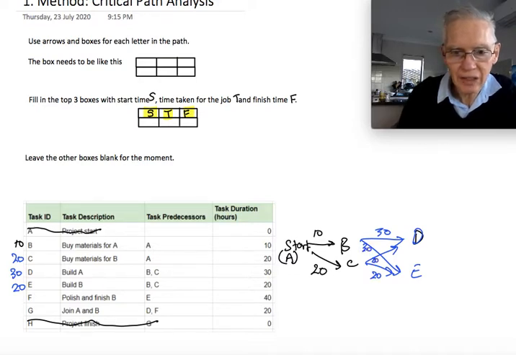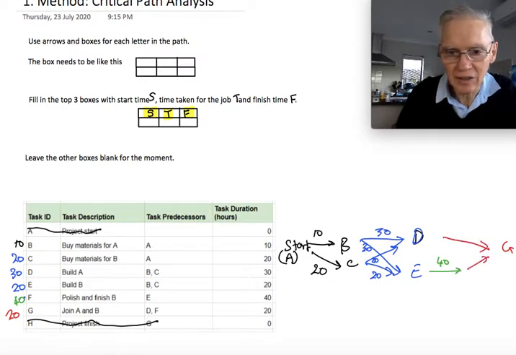And then finally, you have to polish and finish. That's task F. Task F is 40 minutes, so I'll put 40 there, and it must follow E. And G must follow D and F. So when we go to G, which is 20 minutes, it has to follow both D and F. Right, so put the 20 there.